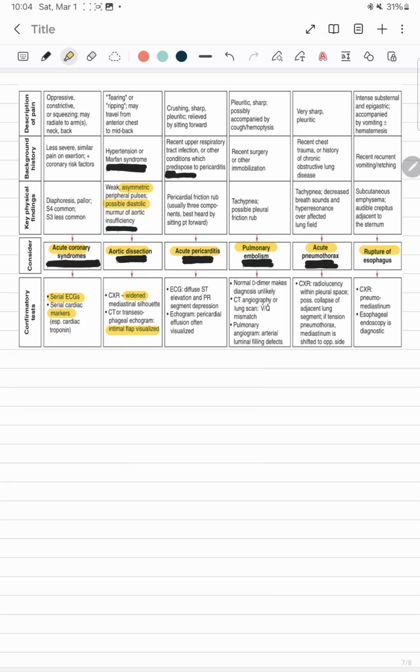Other than that, an important cause is acute pericarditis: crushing, sharp, pleuritic pain relieved with forward bending. Background history will be like an upper respiratory infection followed by chest pain, and other conditions which predispose to pericarditis will be in the background history. Clinical findings will be pericardial friction rub, and it can be confirmed with ECG showing diffuse ST elevation with PR segment depression. Echo showing pericardial effusion is often visualized.